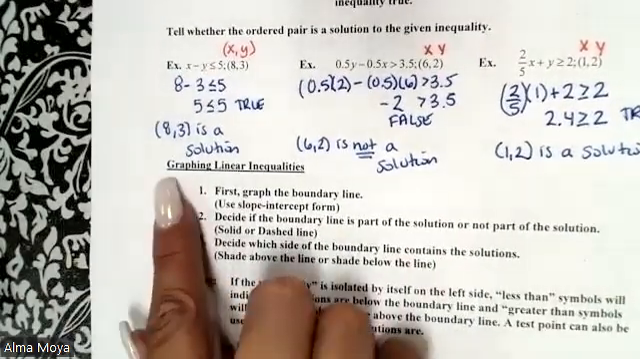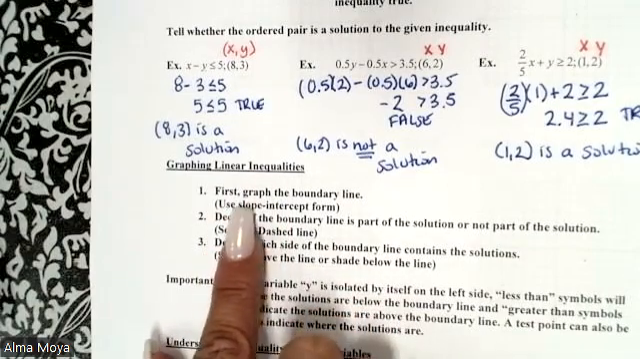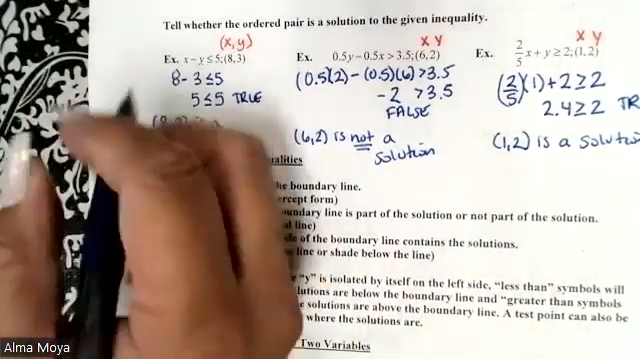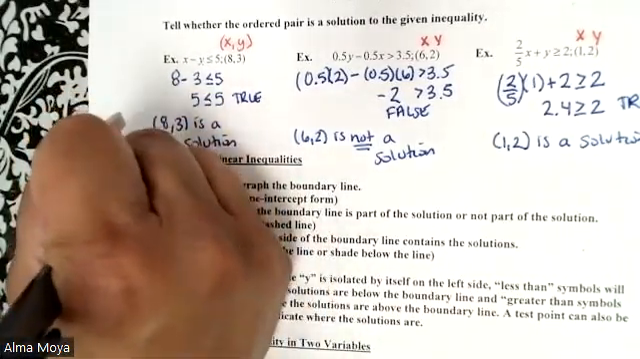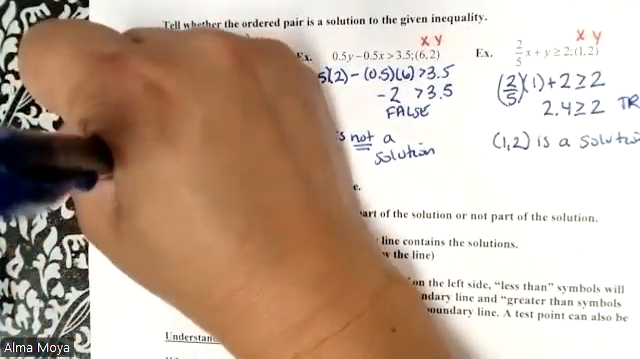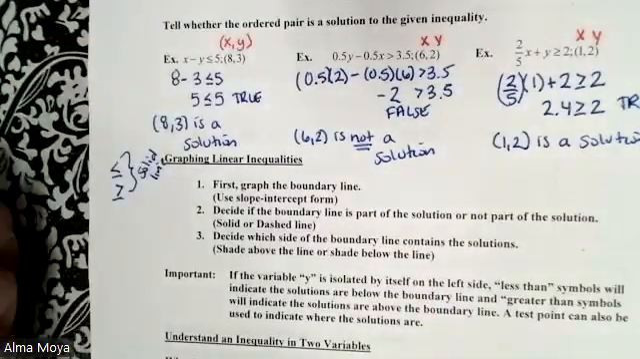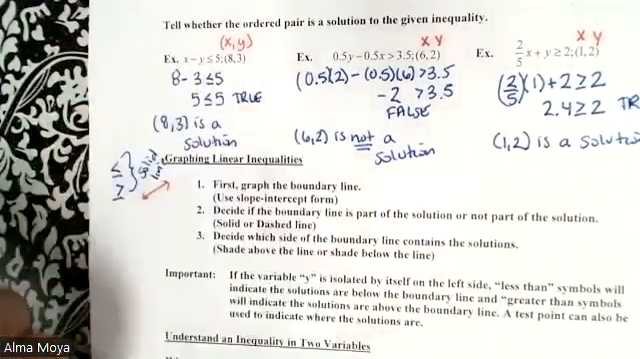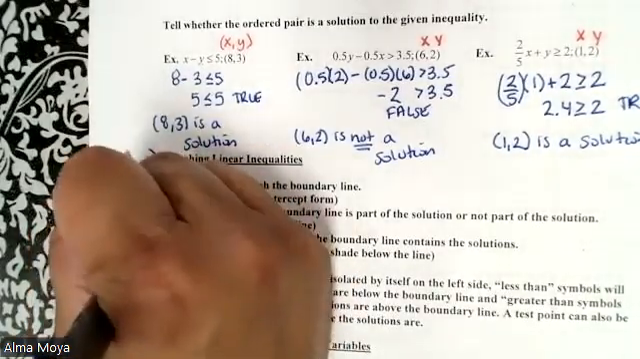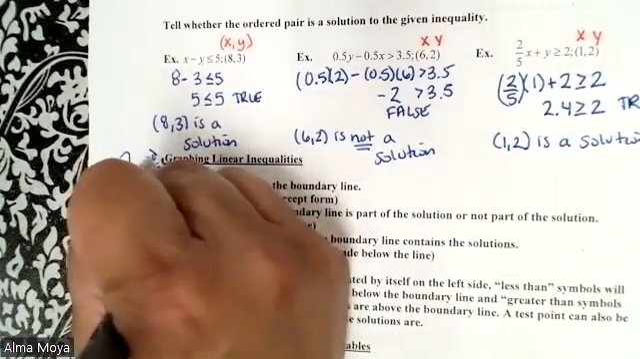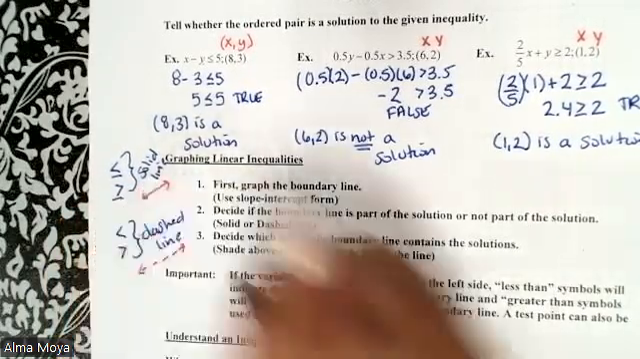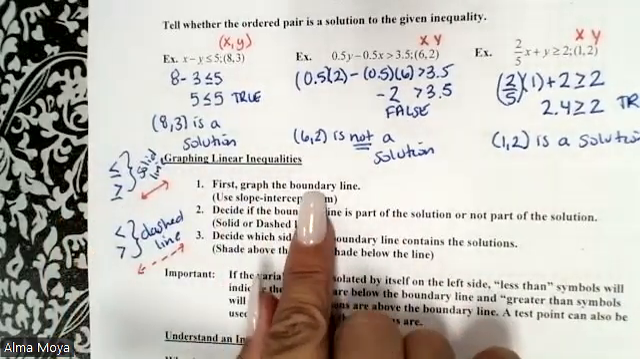Moving on, when you are graphing linear inequalities, first you have to graph the boundary line. When I say graph the boundary line, if you have a less than or equal to or greater than or equal to, this is going to be drawn with a solid line, like this. However, if you have less than or greater than, that is going to be drawn with a dashed line. The line needs to be clear that it is a dashed line like that. So that's what it talks about, the boundary line.